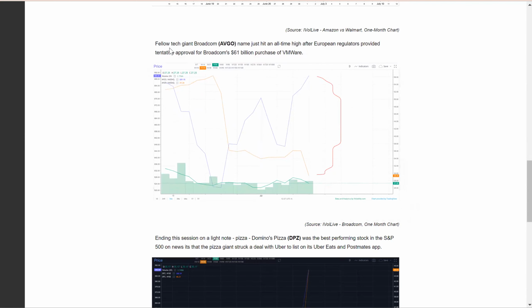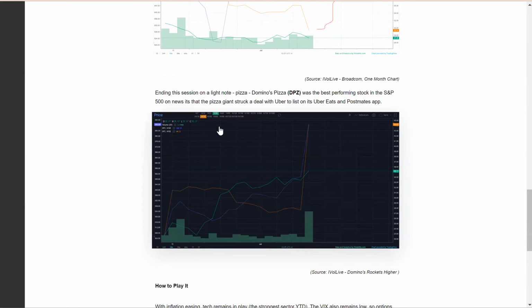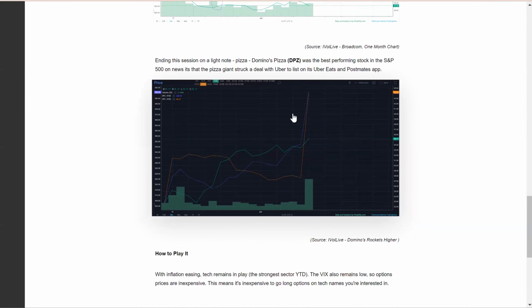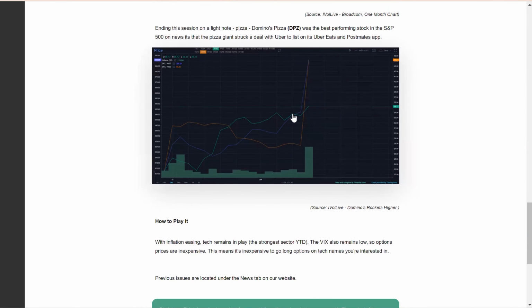We've been covering the strength in tech, so we'll highlight that a bit today as well. Broadcom just hit an all-time high, so we featured that using a chart here from Ivo Live. Again, I'll show that within Ivo Live. And then Domino's Pizza also was a very good performer at the end of last week, because it announced a deal with Uber Eats.